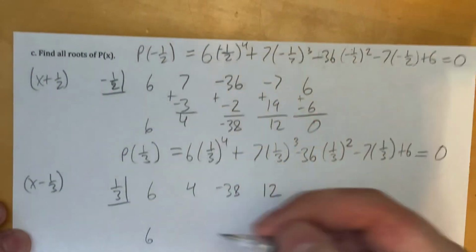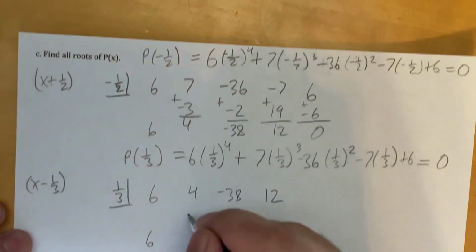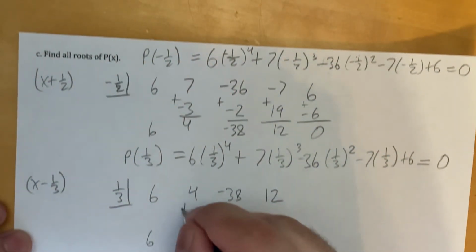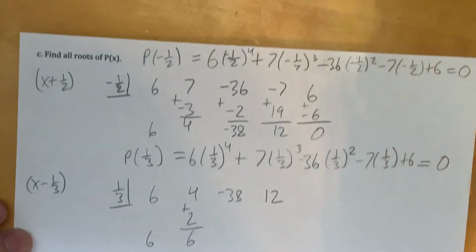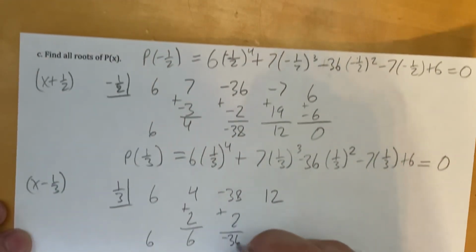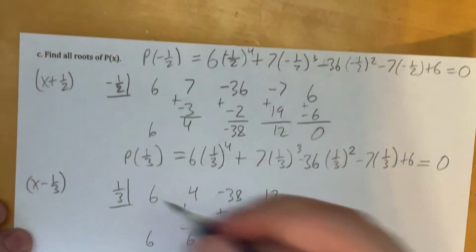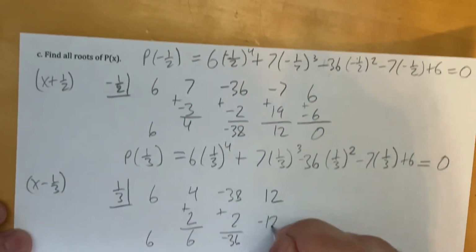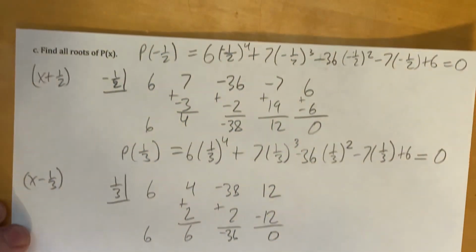So bring down the 6. 6 times 1/3, 2. Add those together, I get 6 again. 6 times 1/3 again, 2. Add those together, I get negative 36. Negative 36 times 1/3 gives me negative 12. Oh, and I get a 0.